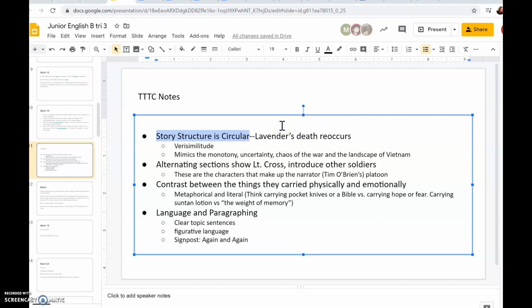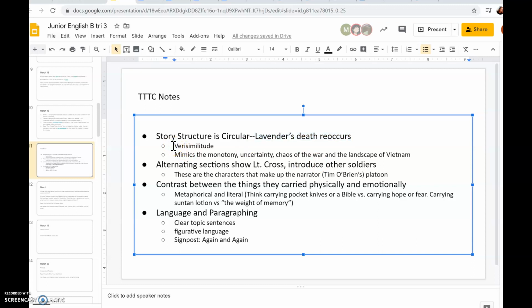The first chapter of the book has the same title as the book. So the first chapter, The Things They Carried. The character of Lavender, his death reoccurs over and over throughout the chapter. So this is kind of all intentional throughout the book, and there's a fancy word for it.